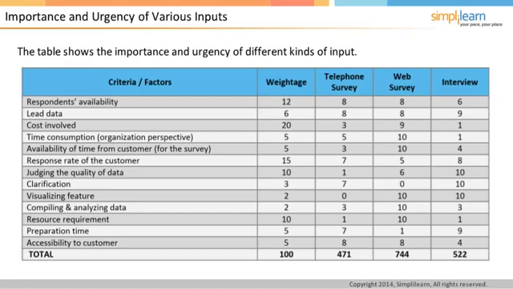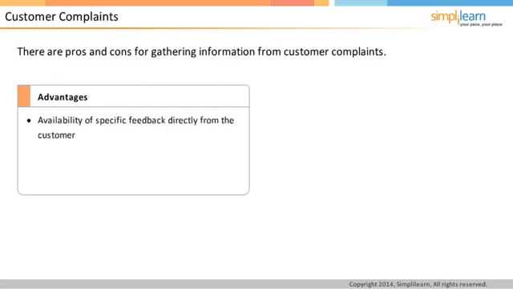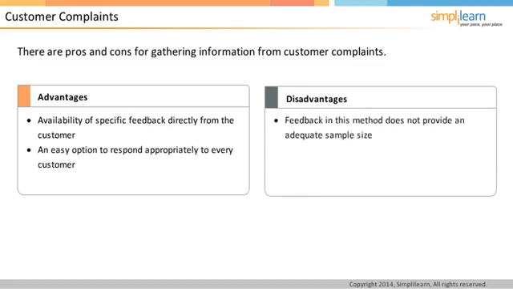Let us look at the pros and cons of customer complaints data in the next screen. There are pros and cons in gathering information from customer complaints. Advantages include availability of specific feedback directly from the customer and ease in responding appropriately to every customer. On the contrary, feedback in this method does not provide an adequate sample size and may lead to process changes based on one or two inputs from the customer. The next screen will discuss the difference between product complaint and expedited service request.